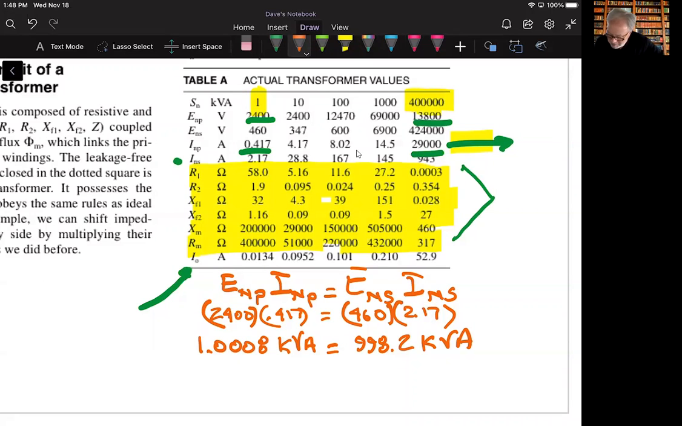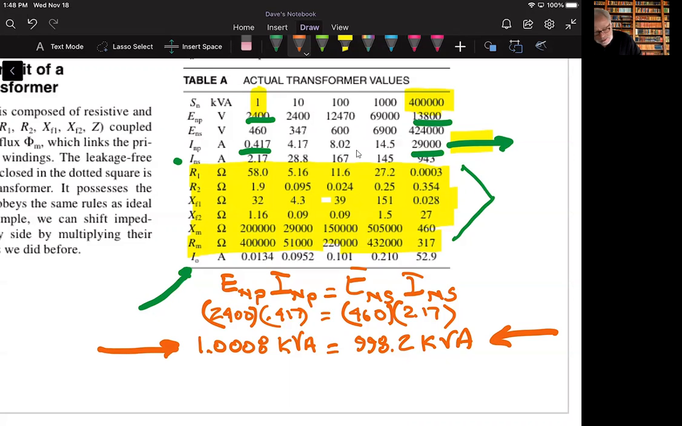Now notice that it doesn't come out exactly equal, does it? There was power in that we don't see on the power outside. We're going to talk about where that comes from. That's not just a rounding thing; it accounts for some losses in that conversion from primary to secondary.